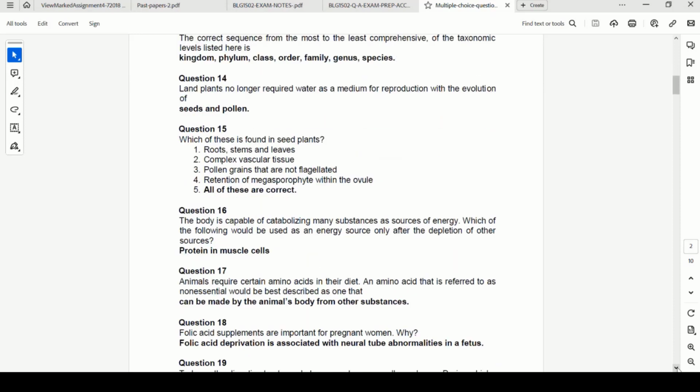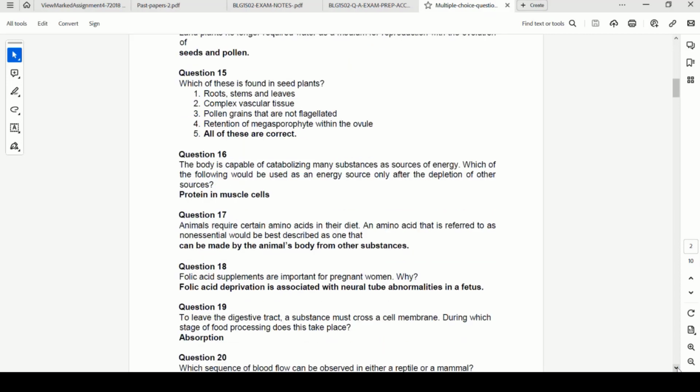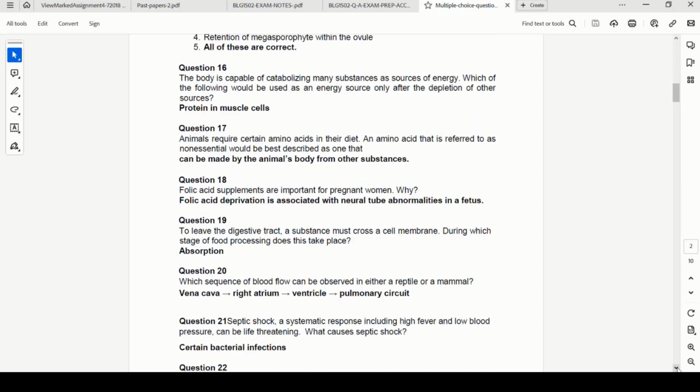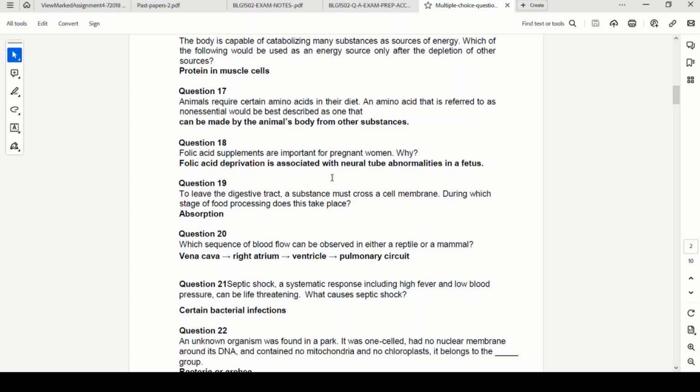And the body is capable of catabolizing many substances as sources of energy. Which of the following will be used as an energy source only after the depletion of what? Although they didn't include the others, it is irrelevant to point out this question because you only have to know the others. And while we didn't do this one, which sequence of blood flow can be observed in either a reptile or mammal? It will be from vena cava, right atrium, ventricle and pulmonary circuit.